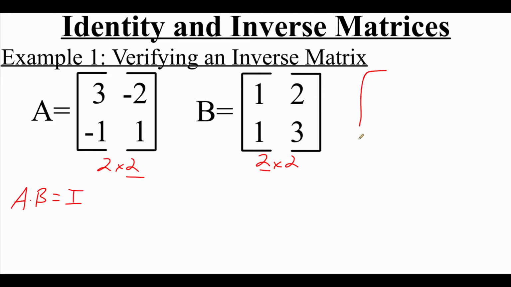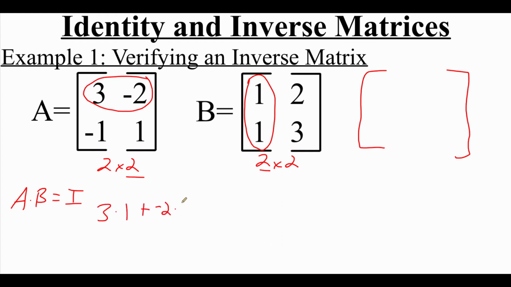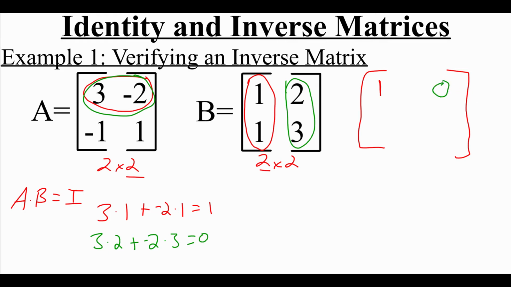So I'm going to start building that over here. So doing the row by column multiplication, I want to take the first row from matrix A times the first column from matrix B. So 3 times 1 plus -2 times 1, we're going to get 1 as our answer. That's the first row times the first column, so that answer goes in the first row, first column. Then I want to take the first row times the second column. So 3 times 2 plus -2 times 3. We get 0 as our answer there. So that goes in the first row, second column.